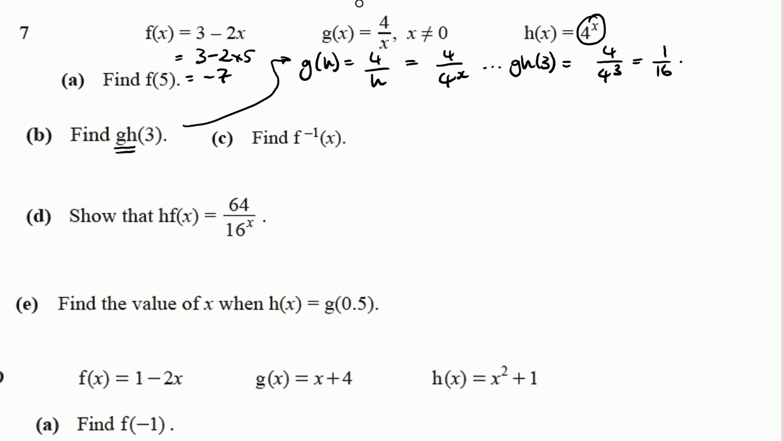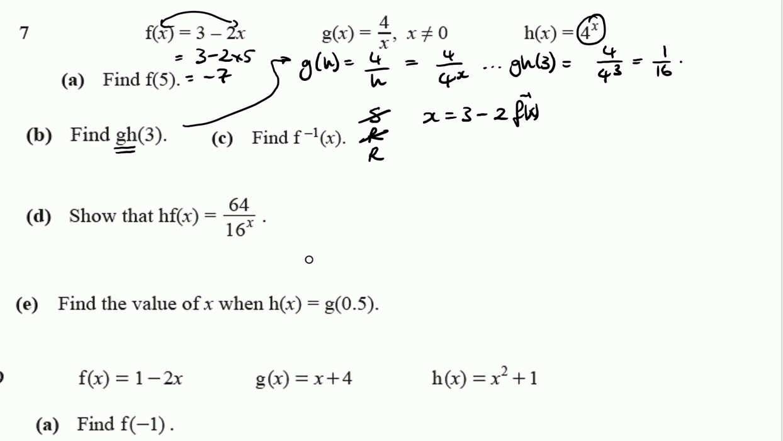To find f inverse of x, I need to swap the x and the f of x, relabel the f of x to make an inverse, and rearrange to make that inverse the subject. So looking up at the f of x, I first of all do my swap, writing x equals 3 minus 2 f of x. I've swapped the f of x and the x around. I'm going to relabel my f as an inverse, because I did that swap.